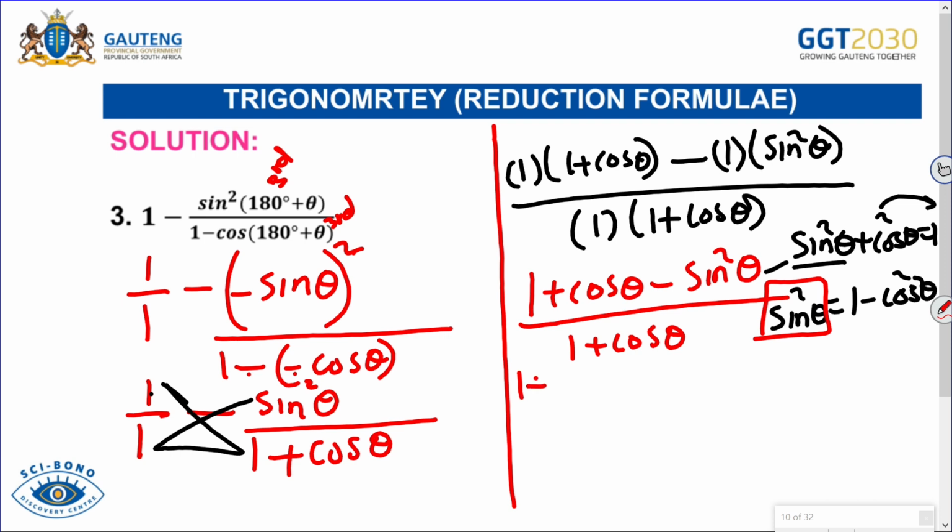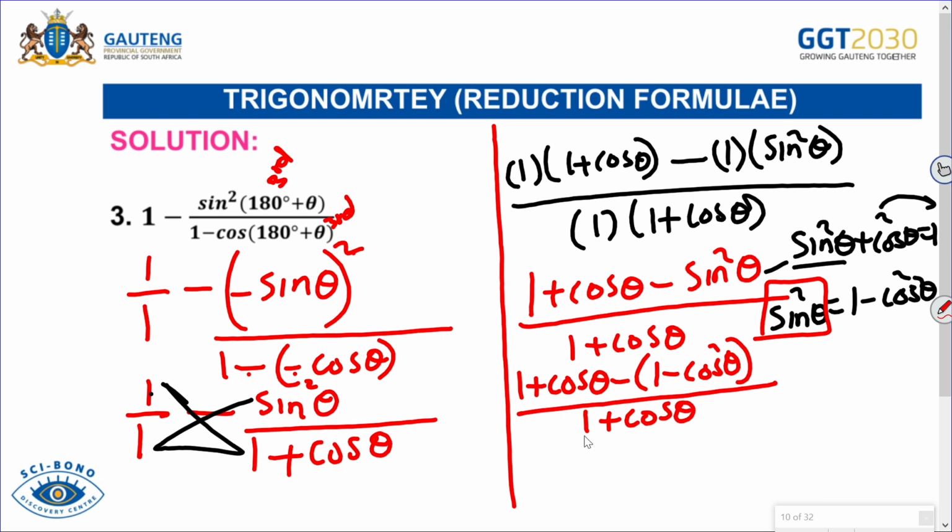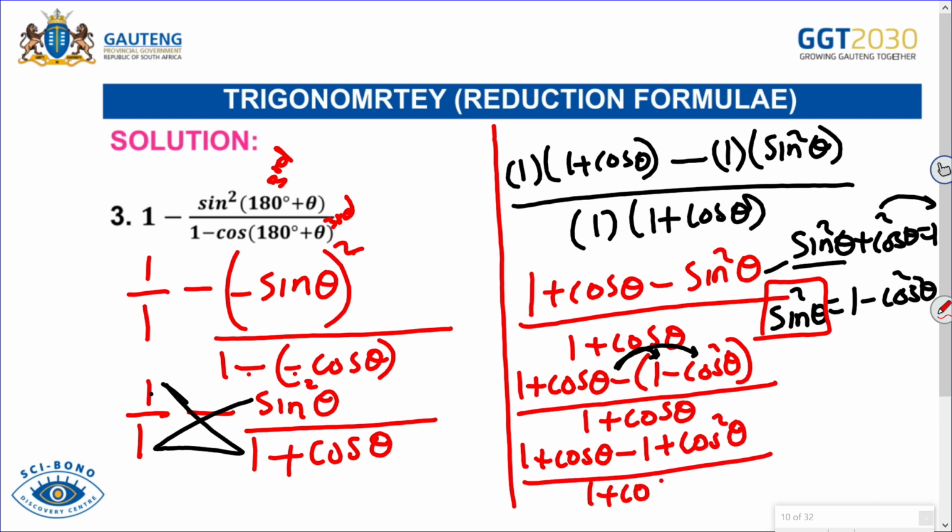So you'll say it's 1 plus cos theta minus, inside the bracket, you substitute 1 minus cos squared theta. Then you close the bracket. It's all over 1 plus cos theta. And then from here, we just multiply out our bracket. So you will get 1 plus cos theta, the negative times the positive, and the negative times the negative, you will get negative 1 plus cos squared theta. It's all over 1 plus cos theta.